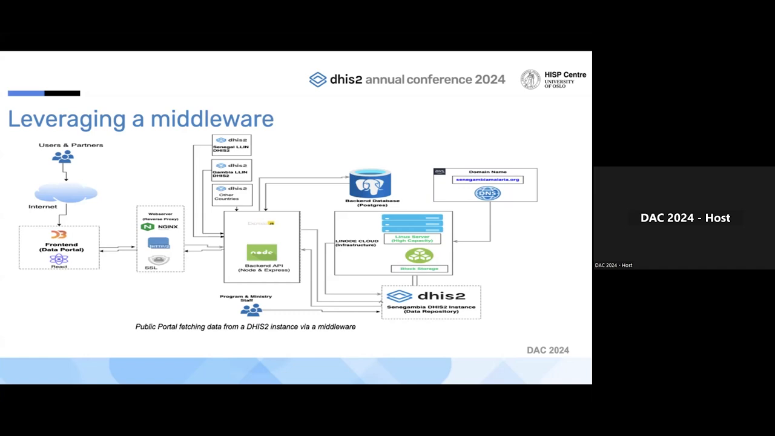It depends on the implementer's preference, but its purpose is just to serve as a mediator. It forwards requests from the public portal, the client application built with React or any other front-end technology, to the DHIS2 instance, gets the data from the DHIS2 instance, and responds to the front end, and the front-end application as the public portal displays it in charts, graphs, what have you. So this is the current approach that most implementers are using.